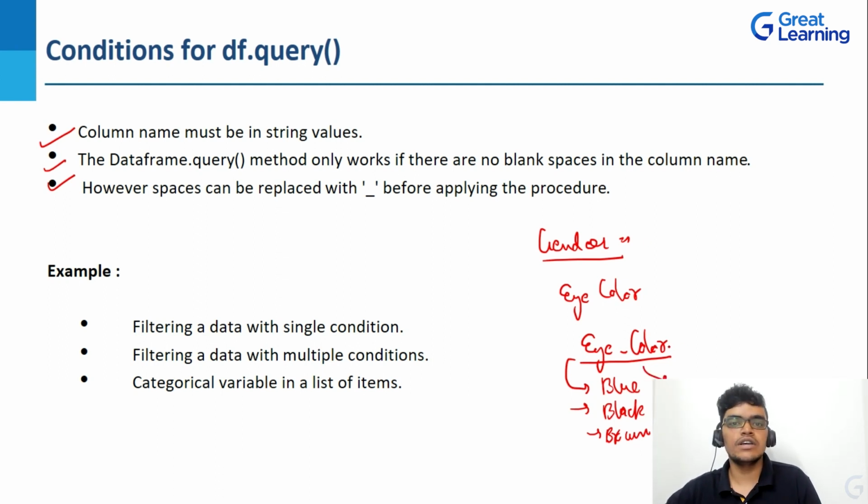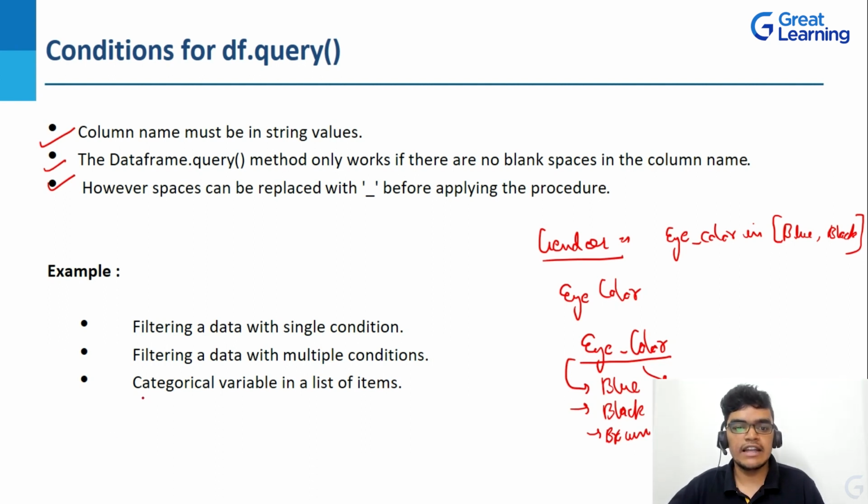So what I can do here is create a list. I will write eye underscore color in, and in this list, I will write blue and black. So let's suppose that whatever persons have blue and black eye color, all that data will be displayed in the output, right? In this way, we can also filter the data. This is what we mean by categorical variable in a list of items. We'll see it in the practical implementation.